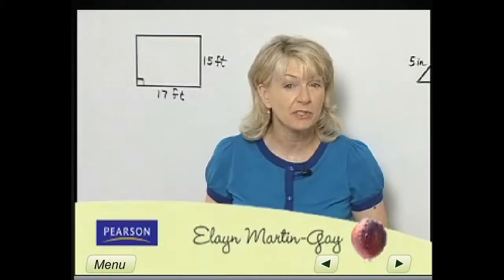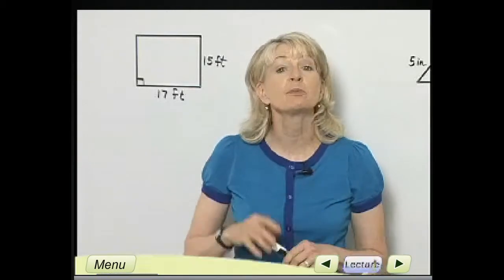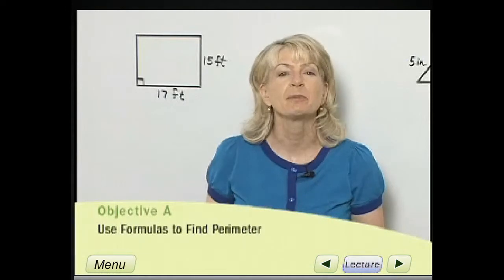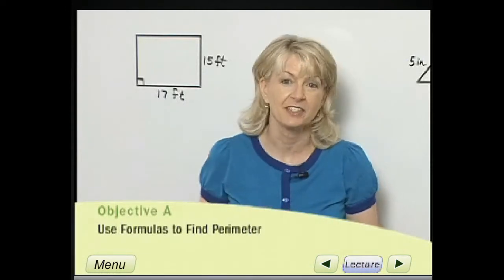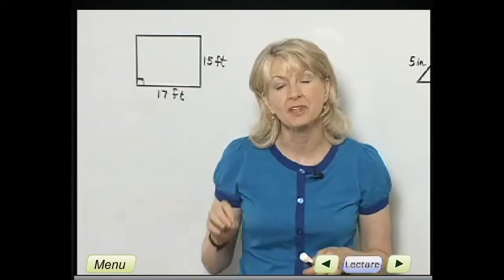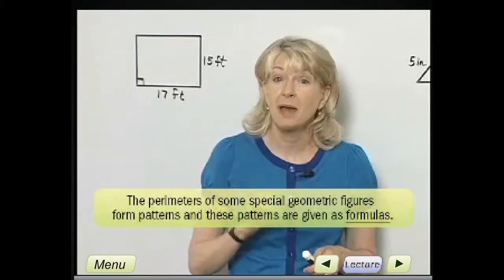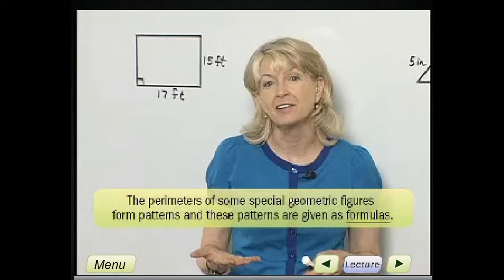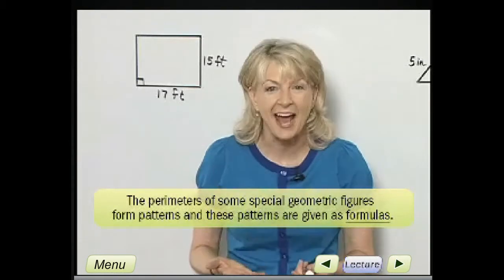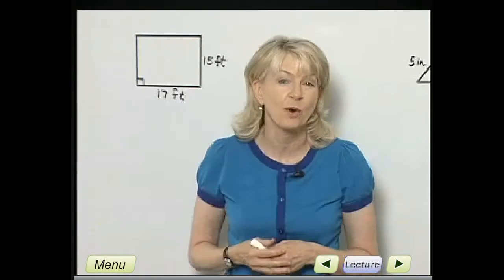During this segment, we will talk about perimeter. Remember, perimeter is the distance around a figure, and remember, perimeter is measured in units. Now, the perimeter of some special geometric figures forms patterns, and these patterns we call formulas. So let's look at some special patterns or formulas for perimeter.